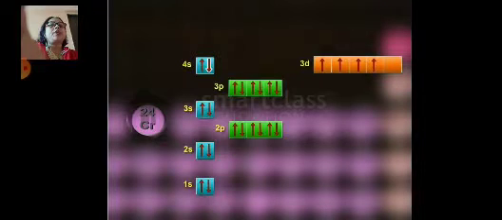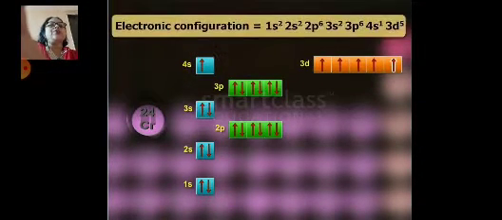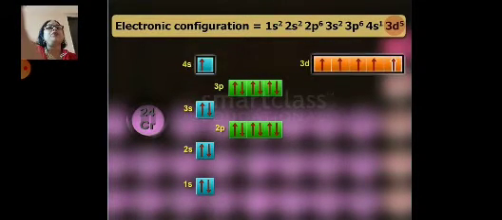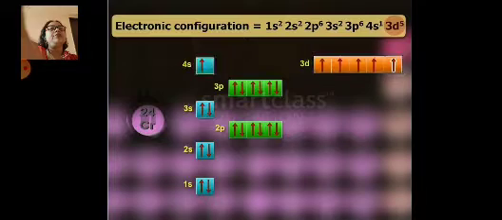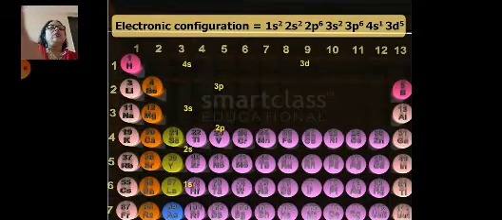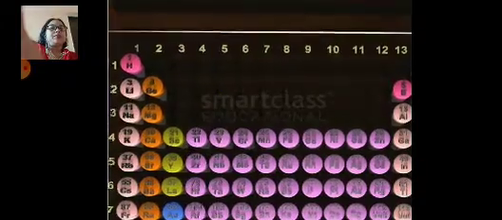But the resultant electronic configuration will be 1s2, 2s2, 2p6, 3s2, 3p6, 4s1, 3d5 due to the extra stability of half filled orbitals. You can see 4s and 3d are half filled, all orbitals are half filled and it is more stable.